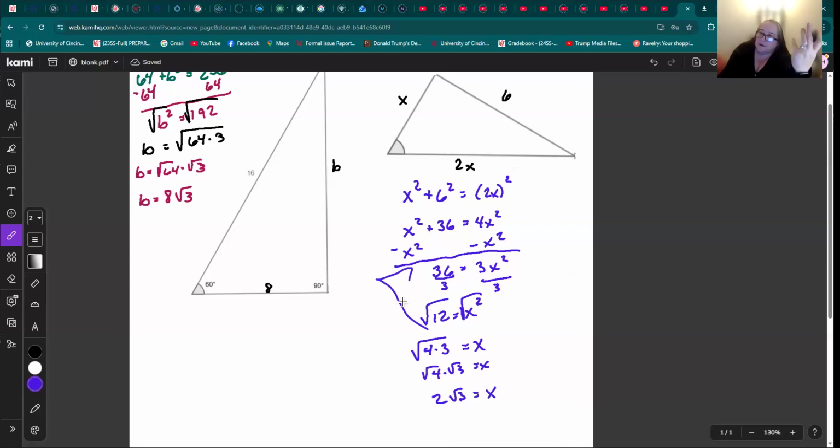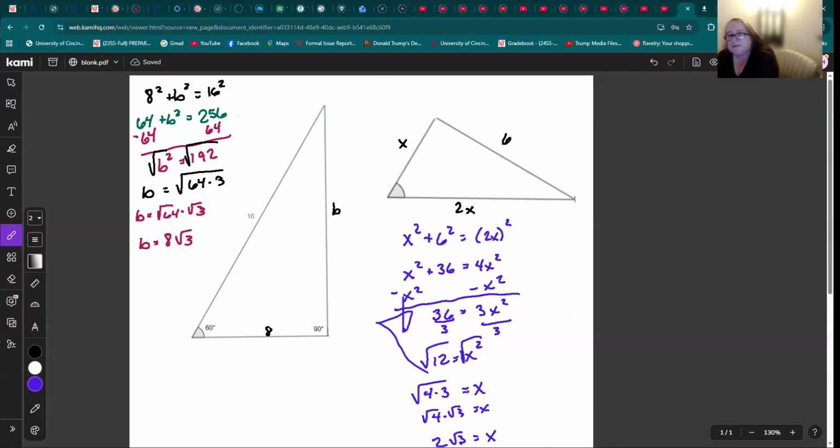Now, going back and labeling our triangle with that, that means this side is 2 square root of 3, and the hypotenuse has to be twice that, so that will become 4 square root of 3. All right, so all one color with my work, but hopefully that works with that.